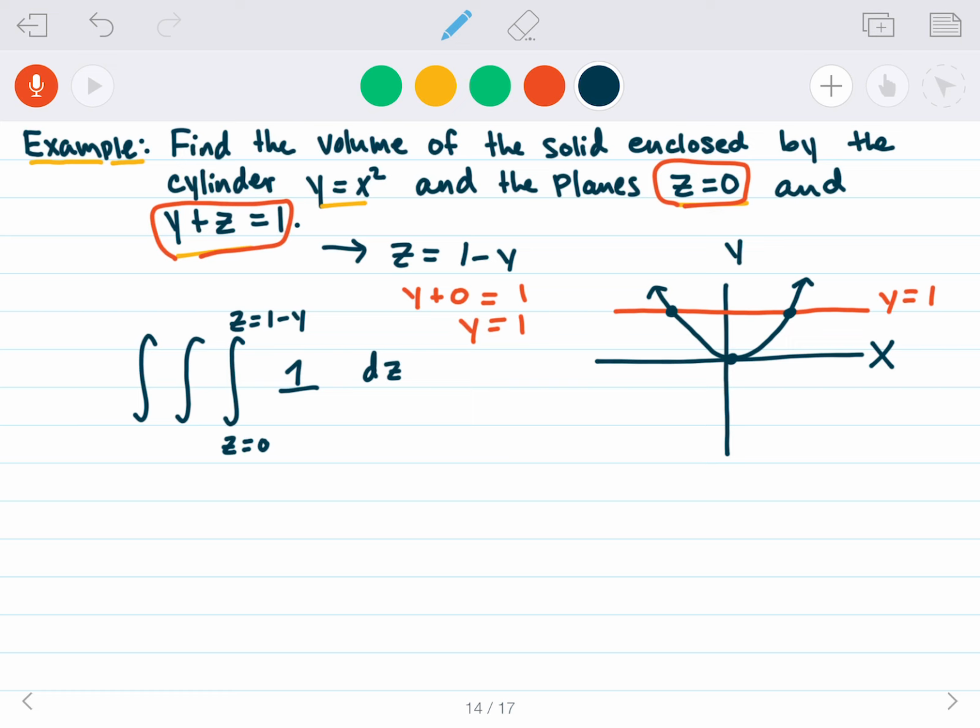Alright, so for y, it looks like I'm bounded below by the curve y equals x squared. That's this parabola here. Right, that's my height from below. And my height from above is going to be y equals 1. So my height from below is y equals x squared. My height above, bounded above, is going to be y equals 1.